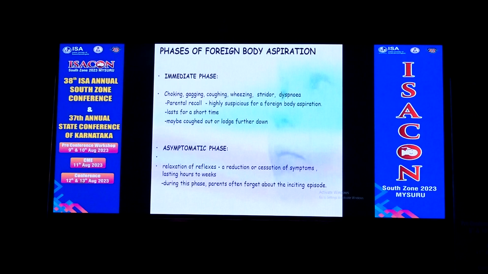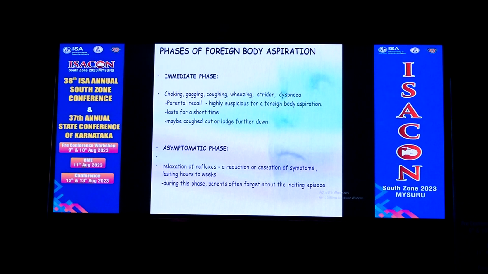The first one is the immediate phase. This is seen soon after the episode of foreign body aspiration. Child will present with choking, gagging, coughing, wheezing, stridor, and dyspnea. Parental recall of a choking, gagging incident with cough in a child is highly suspicious of a foreign body aspiration. This lasts for a very short time. During this period, the foreign body is either coughed out or lodges further down into the airways.